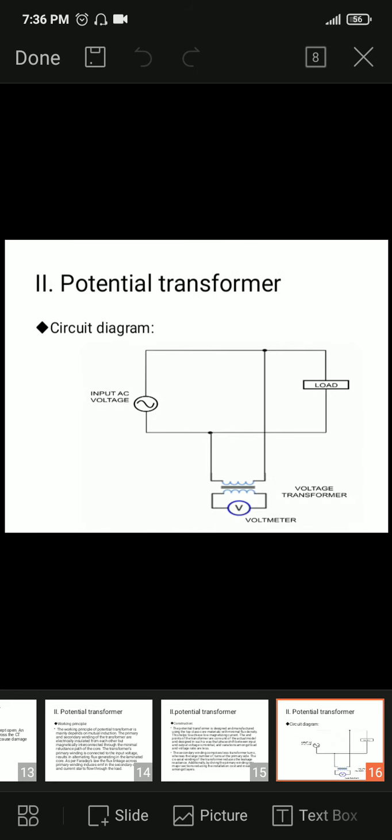Here is the circuit diagram of the potential transformer. You can see that the instrument voltmeter is connected to the secondary of the transformer, and here is an input AC voltage and here is a load.